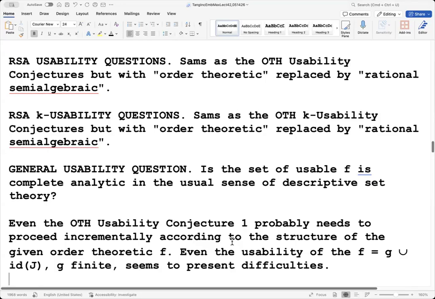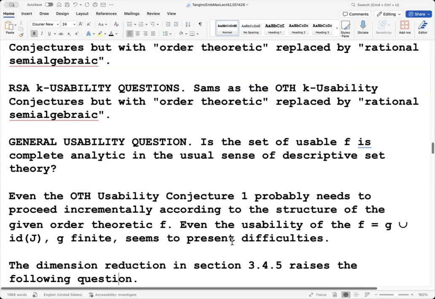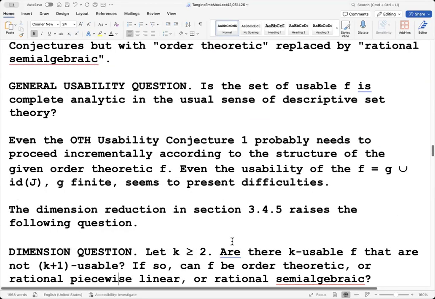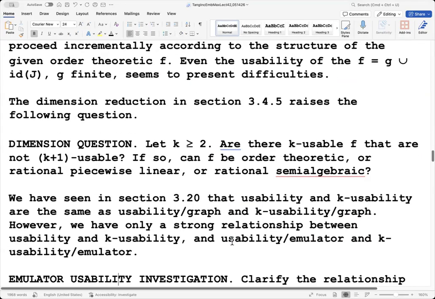Okay, now even the OTH usability conjecture 1 probably needs to proceed incrementally according to the structure of the given order theoretic function. Even the usability of the functions G union identity on J, where G is finite, seem to present difficulties. I'll probably give some examples of such a thing where it seems a little tricky to figure out whether it's usable. Now, the dimension reduction raises the following question.